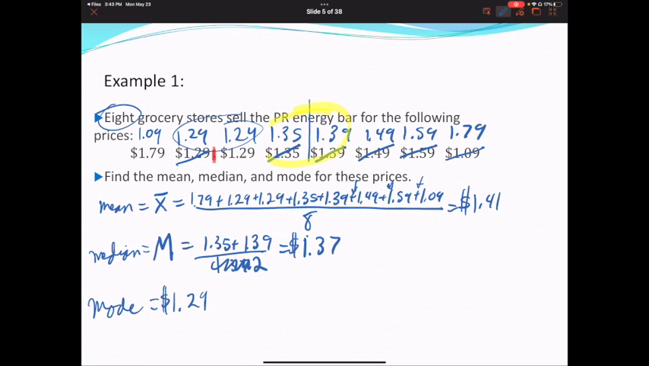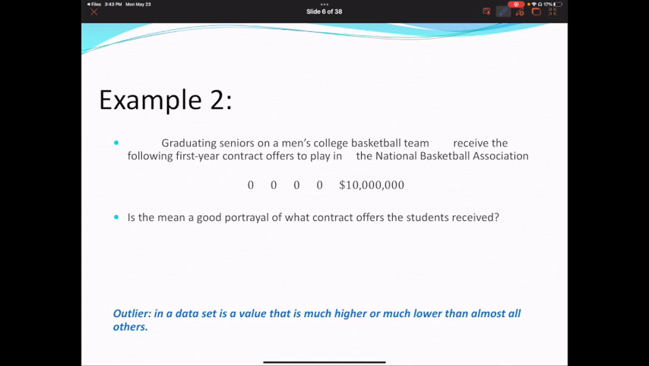Now notice our mean, median, mode, they're not all equal, but they're kind of close together. And keep that in mind as we go through this course. Why are they different? Why aren't they the same? When would they be the same? These are really important questions to ask ourselves as budding mathematicians.